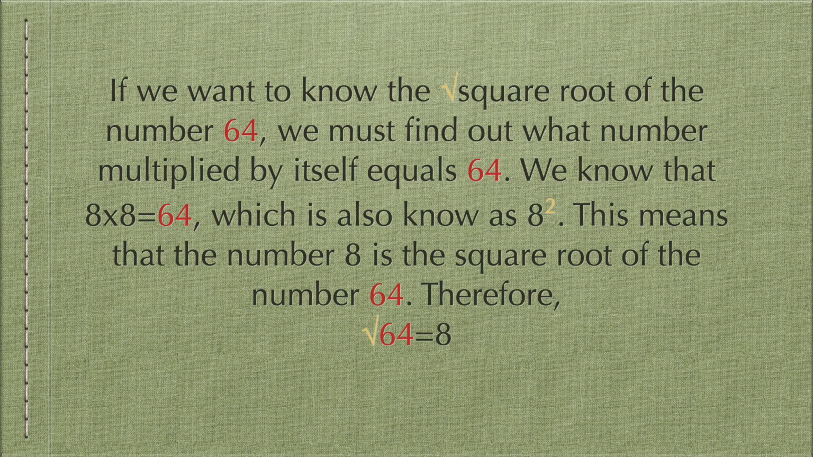If we want to know the square root of the number 64, we must find out what number multiplied by itself equals 64. We know that 8 times 8 equals 64, which is also known as 8 squared. This means that the number 8 is the square root of the number 64. Therefore, the square root of 64 equals 8.